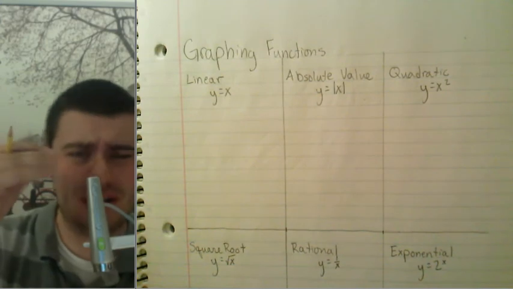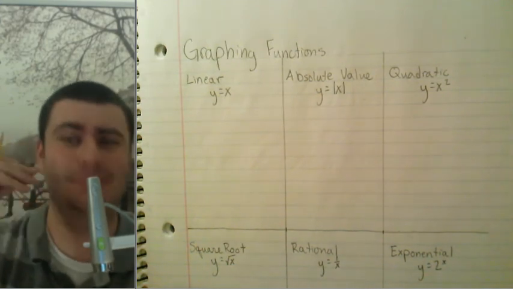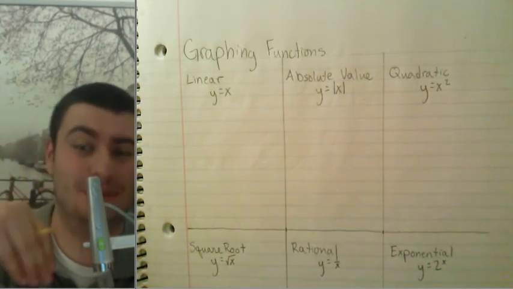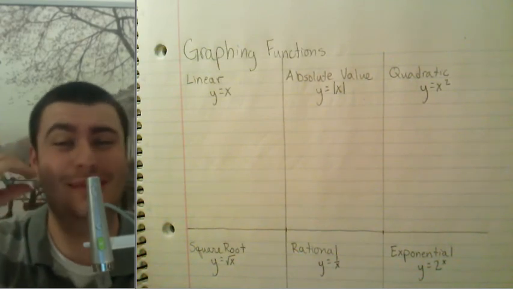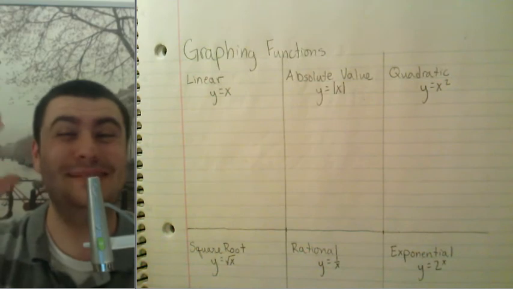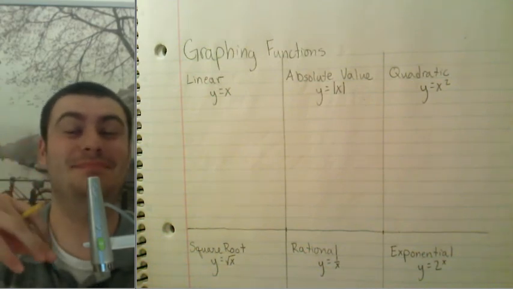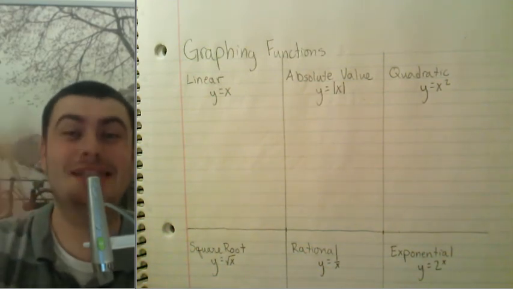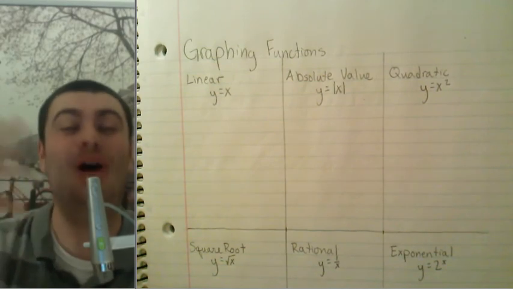And we could have gone along with each chapter, when we did absolute values and quadratics and square roots and rationals and exponents, and graphed them then, but I wanted to graph them all together so that we could see some similarities and apply some common techniques and threads to all of them.